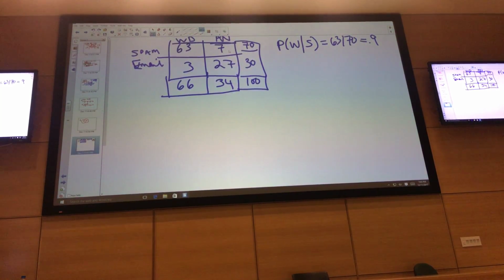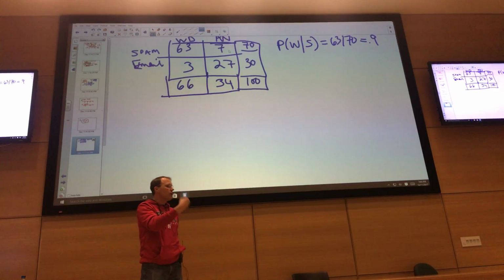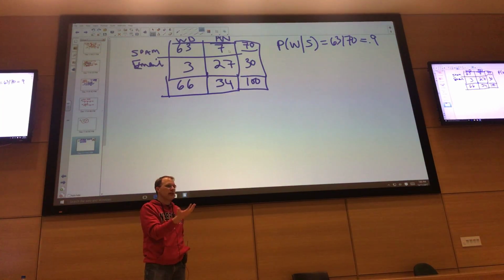Right? They know what percentage of the emails they got were joint probabilities. They know what percentage had wingdings and were spam, and they know what percentage were total spam. So that's past information. But the thing they don't know is they just got a new email, and that new email, they don't know what it is, so they have to classify it. Right?